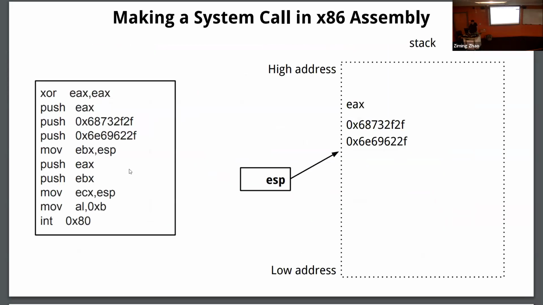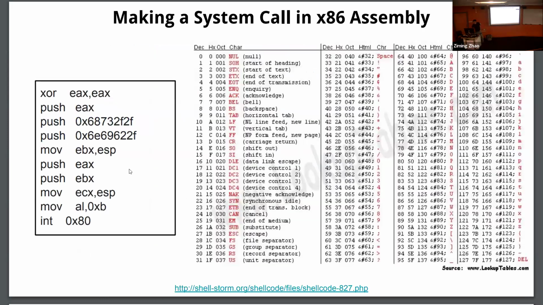This string is actually these two weird numbers. Those are ASCII numbers, the ASCII values of that string. So here we are pushing those two, which means this one will be at a higher address and this one at a lower address. We're pushing this one first, then this one next. Every time we push, the ESP decrements, right?